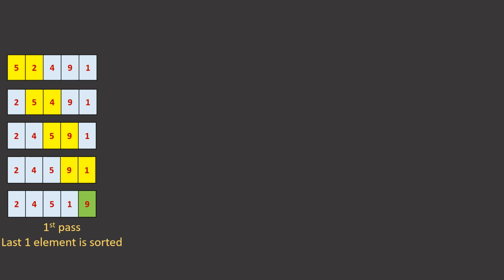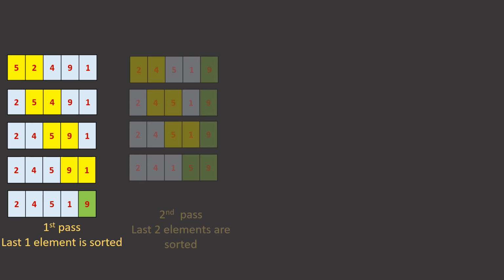So this is the condition of the list after the first pass. The last element is in its proper position. The biggest element is at the end of the list. Now your unsorted part is 2, 4, 5 and 1. So we have to sort only this much, 2, 4, 5, 1, excluding the last element of the list.